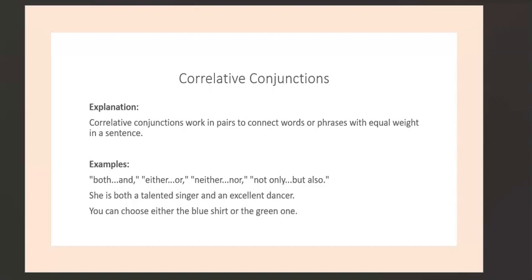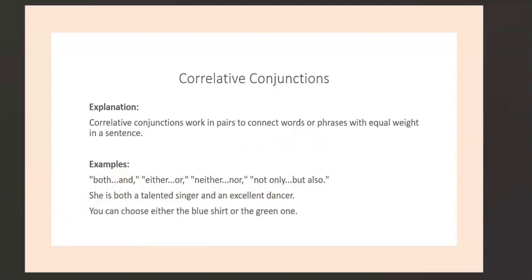Now, correlative conjunctions work in pairs to connect words or phrases with equal weight. Take note of this: these are the only conjunctions that work in pairs to show that a word is equal or has an equal weight in a sentence. So look at this, we have both and, either or, neither nor, not only but also.